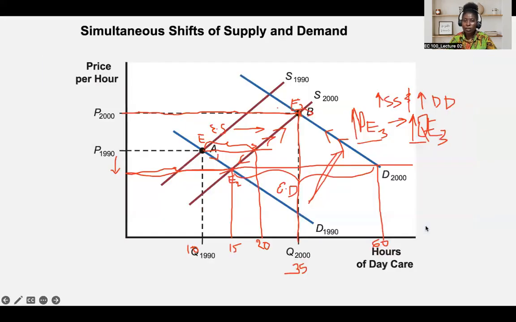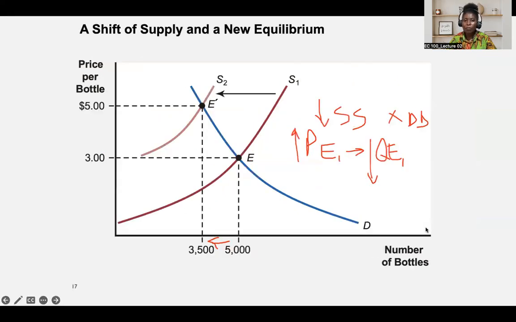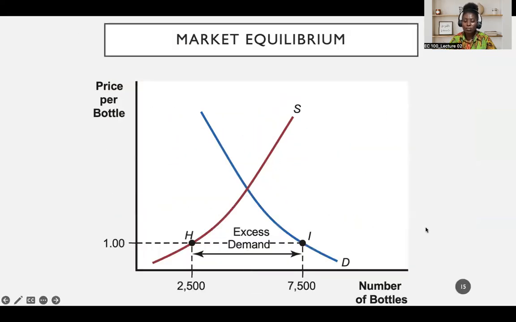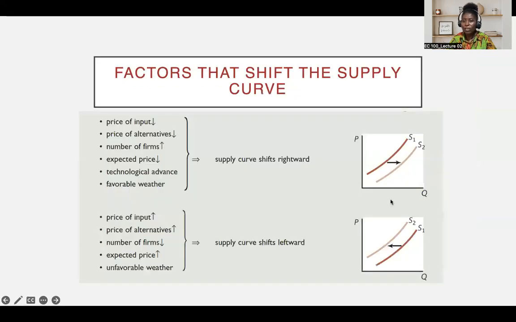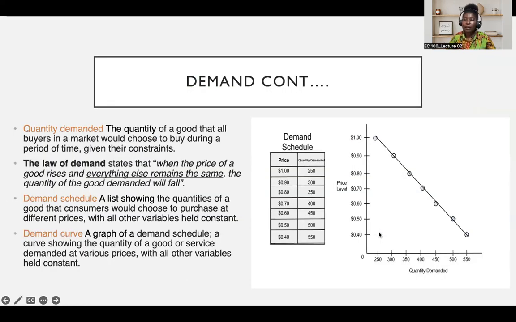Okay, so that brings us to the end of the whole concept. You need to just know these things. What happens when one thing changes? What is the impact? What is the direction? How do they interact? What are the factors? What happens when the change is along the curve and when it shifts? This will be very useful to help you grasp all the important concepts in demand and supply.